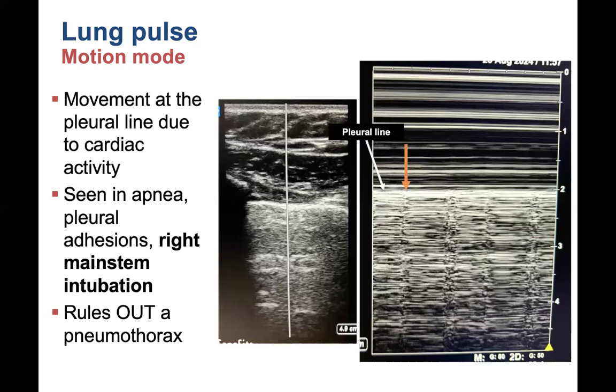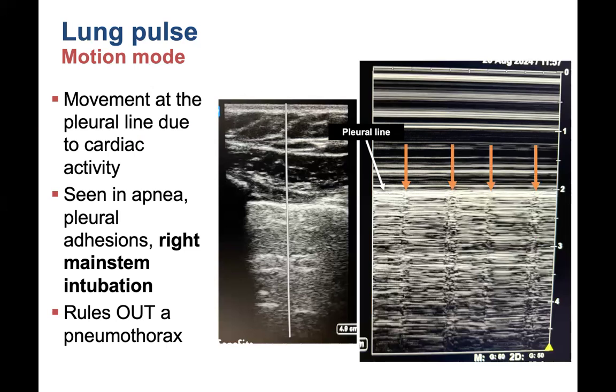This is that movement that you're seeing that's due to the heart or the cardiac activity. And so you see it throughout, and that's that beating of the heart. So this can be seen in apnea. So the patient's not breathing. So you're not seeing lung sliding because the patient's not breathing, but you are seeing a little bit of movement when the heart beats. So that tells you that the visceral and parietal pleura are actually well approximated. You're just not ventilating that lung.